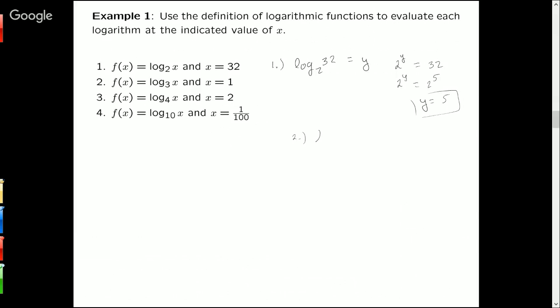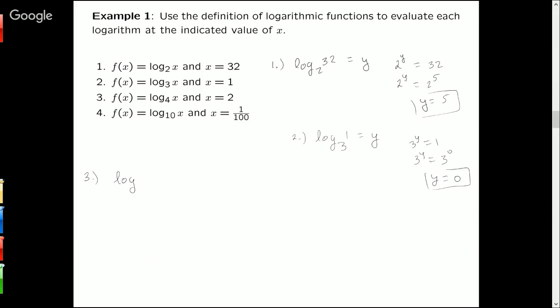Let's look at 2. We're looking at log base 3 of 1. I'm going to call that y. Put it in exponential form, and what do you get? 3 to the y equals 1. But how do you get 1 in terms of 3? Yeah, so that's 3 to the 0. So what is y equal to? 0.